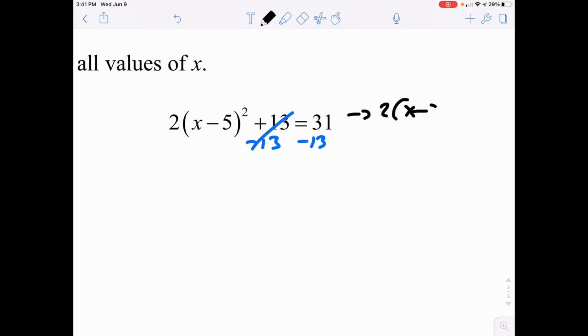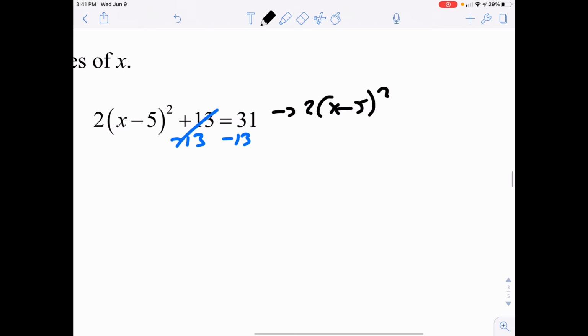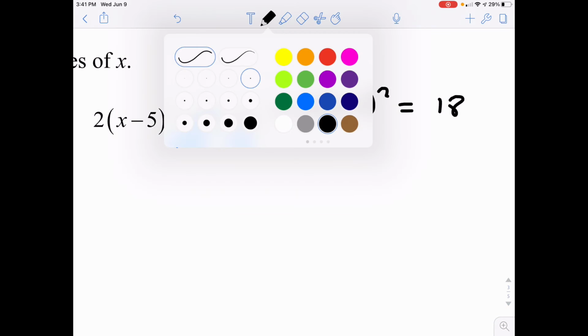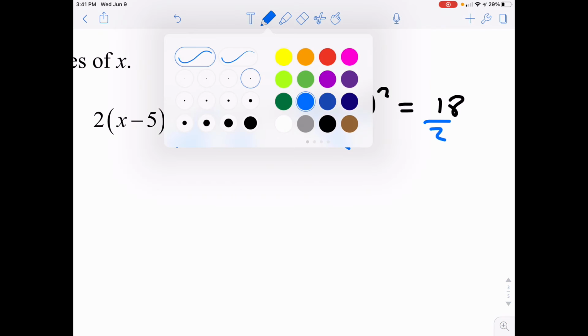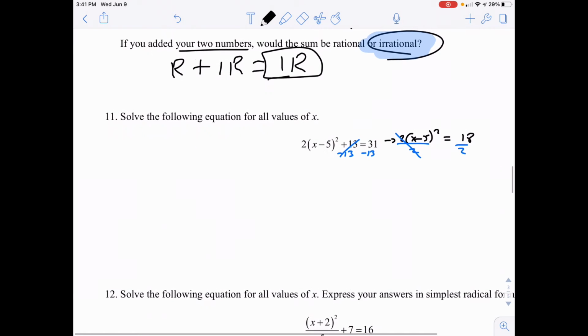2 times the quantity x minus 5 squared equals 31 minus 13, which is 18. We'll go ahead and divide by 2 on both sides. And we get x minus 5 quantity squared equals 9.